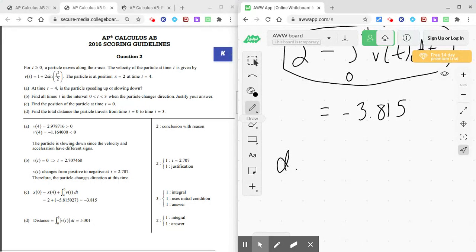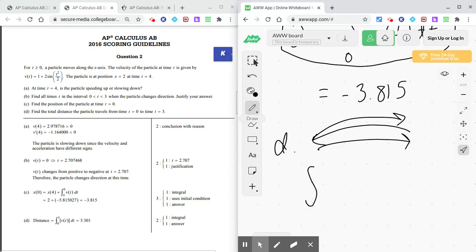D asks for total distance from 0 to 3. Now, if I was finding total distance normally, I would need to get the distance we traveled forward, plus the distance we traveled backwards, plus any time we traveled forward again, and I'd have to account for that positive and negative movement and add the absolute values of those things together. However, we can take a shortcut here and take the integral from 0 to 3 of the absolute value of the velocity function.